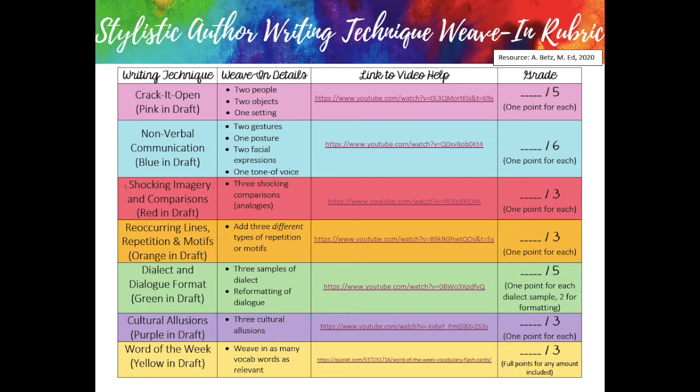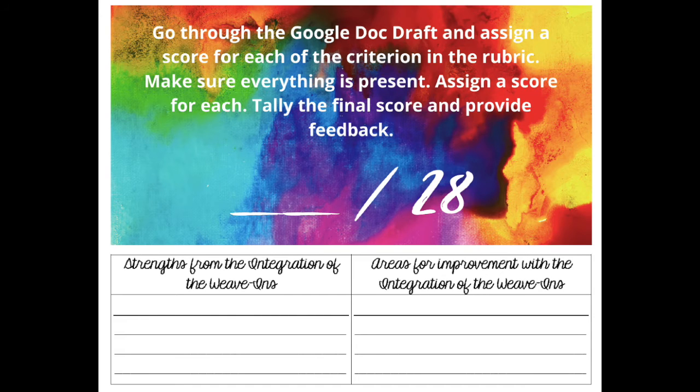And then on the right you have a section for the grade. You're going to go into your peer's work, review their writing technique weave-ins, and you're going to assign a grade for each of them on the right-hand side. Be honest and make sure that your grades accurately reflect what they have woven into their draft. After you've done that, you're going to, on page 2, tally up their grade out of 28. So again, you're going to give them an accurate score for each weave-in. You're going to add up all the weave-in scores, and that will give you a number out of 28.